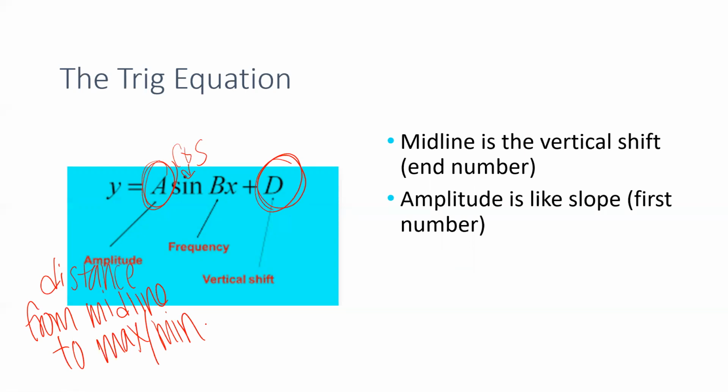And then the number at the end, that d, that's your vertical shift, also known as your midline. So in this equation, that last number gives us where the middle of our graph goes. And then that first number tells us how high we go from that middle, and how low we go from that middle point. Those are the two really important parts of this equation right now. Your video number 3 will talk about that b value and that frequency a little bit. But for right now, we're just focusing on the amplitude, that first number, and your midline, that last number.